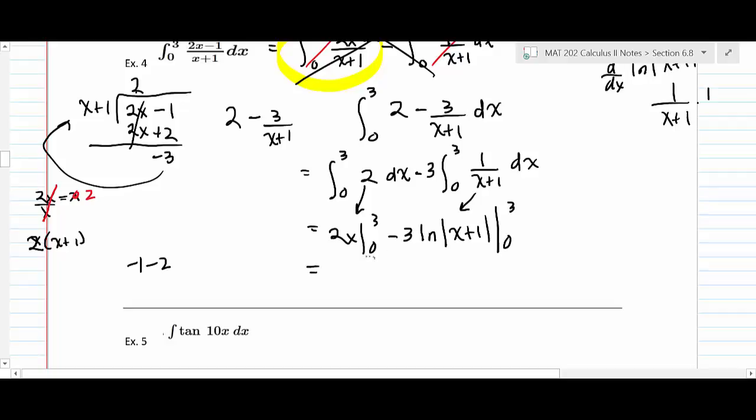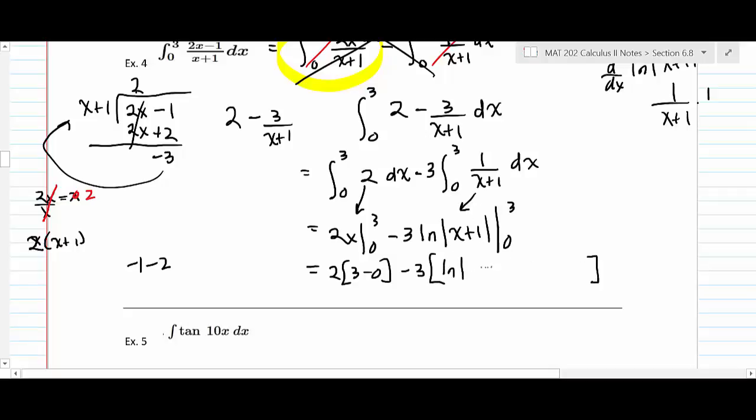So it looks like we're going to have 2 times 3 minus 0 there for that first part. Then over here we're going to have minus 3. Now see, that's a constant, so I just write that like that. Then I evaluate the ln at 3 and 0.